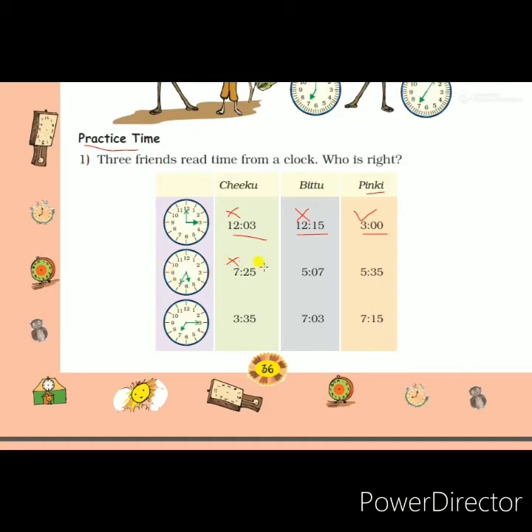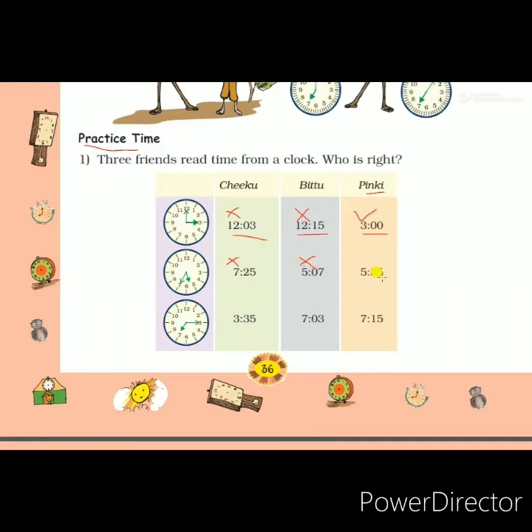Now see, Bittu says it is 5:07. If the time is 5:07, students, we know that the hour hand should be at 5, properly at 5, and the minute hand should be at 7. So it will cover the number 1 and will not reach 2; it should be between 1 and 2. The minute hand should be between 1 and 2. But here the minute hand is not showing at that place. So Bittu's time is also wrong.